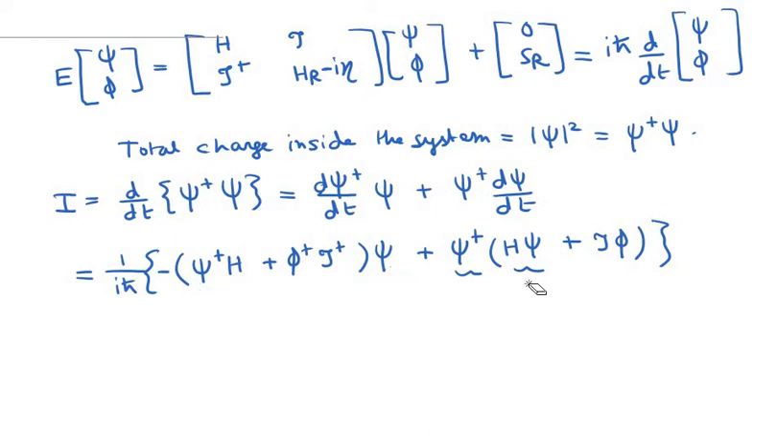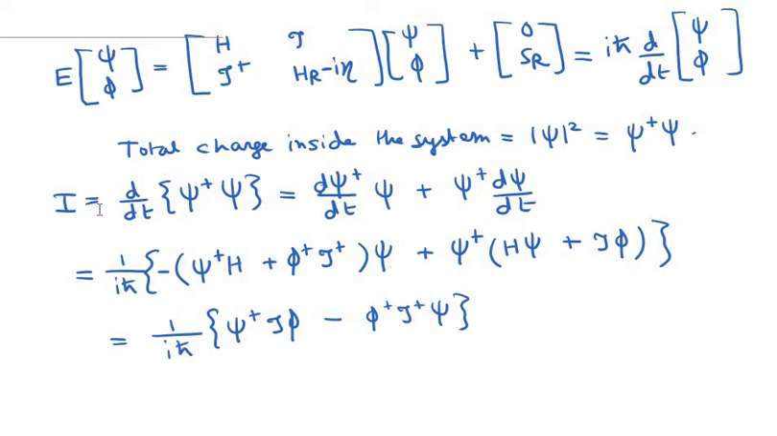So we are left with only two terms, which is 1 by i h bar, psi dagger tau phi minus phi dagger tau dagger psi.